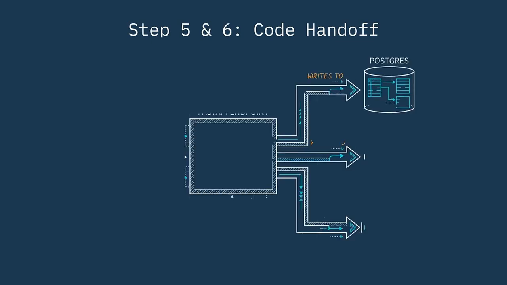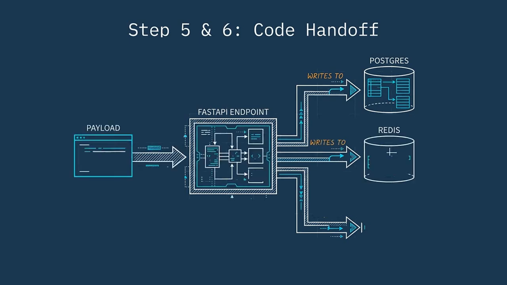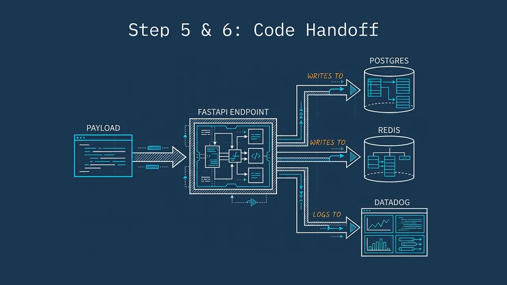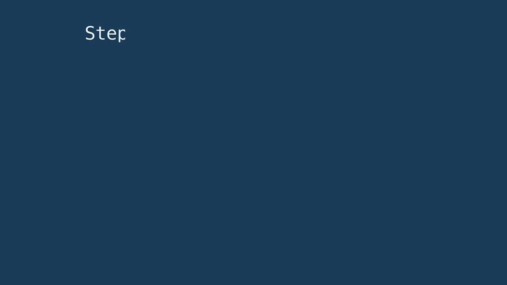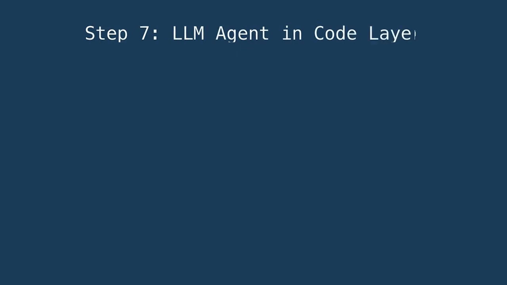Step 6. That FastAPI service handles all stateful operations, writing to a Postgres database via Supabase, updating Redis for deduplication checks, and logging structured errors to Datadog. Step 7. LLM agent calls, such as GPT-4o via the OpenAI API, live exclusively in the code layer, never inside Make or Zapier, to maintain token control and retry logic.